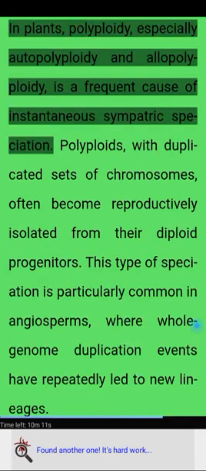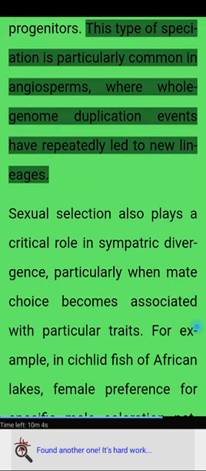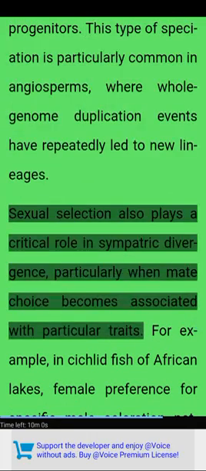In plants, polyploidy, especially autopolyploidy and allopolyploidy, is a frequent cause of instantaneous sympatric speciation. Polyploids, with duplicated sets of chromosomes, often become reproductively isolated from their diploid progenitors. This type of speciation is particularly common in angiosperms, where whole genome duplication events have repeatedly led to new lineages.